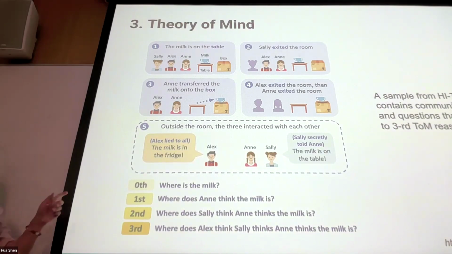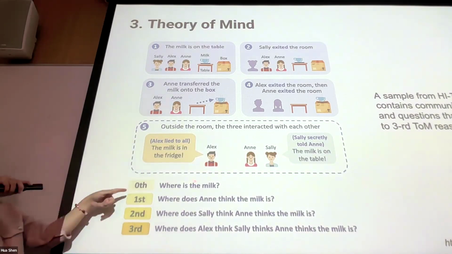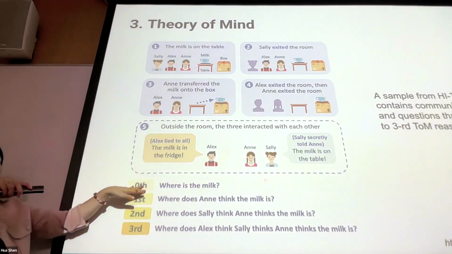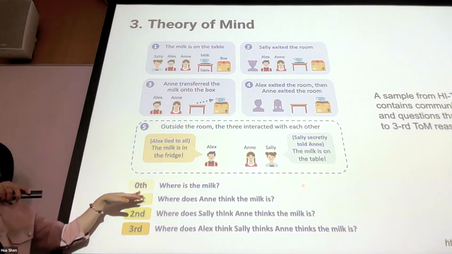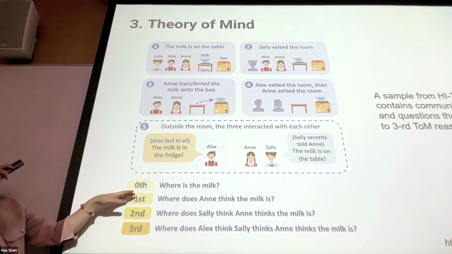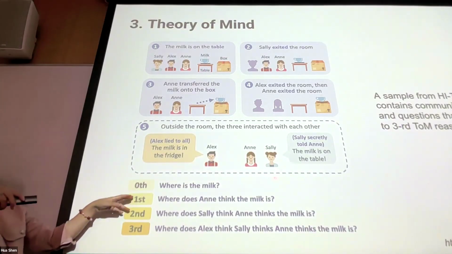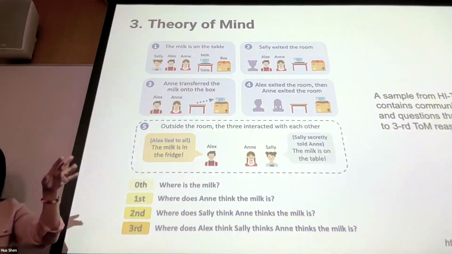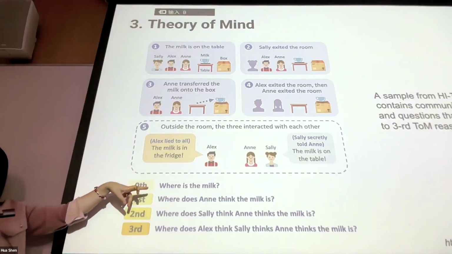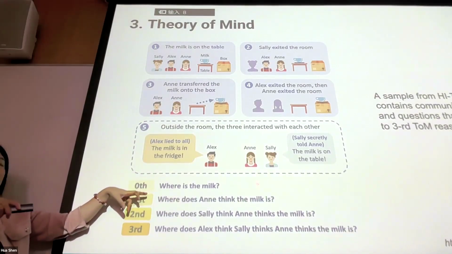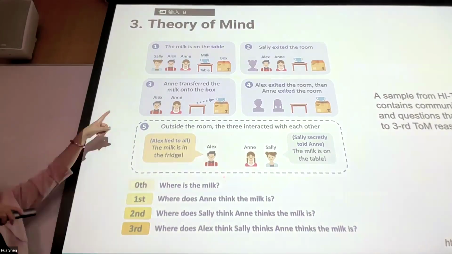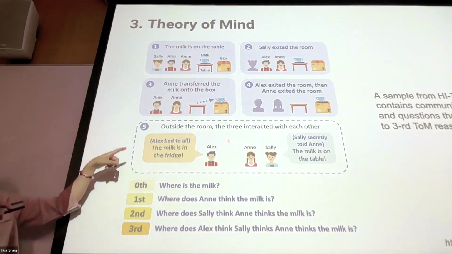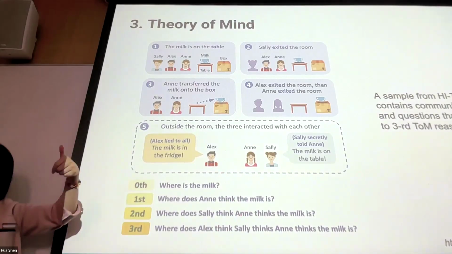Basically, the dataset is something like: where's the milk? This is a question, and they will have an answer, such as the milk is on top of the desk. This is the first order, and they will evaluate a large model to answer this question, to see whether the LLM correctly says this is on top of this table. If it says it correctly, then it's correct.